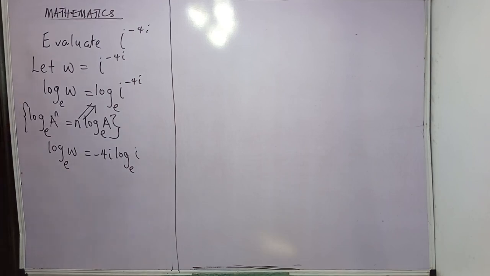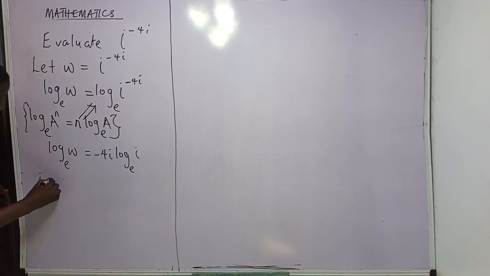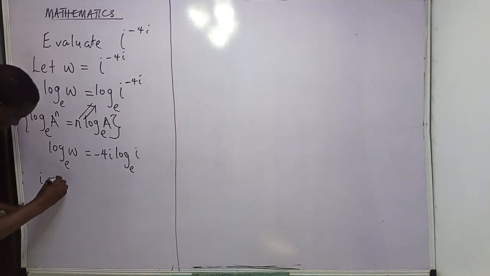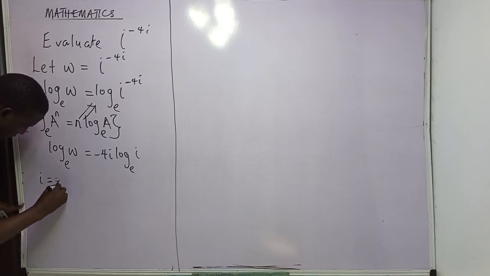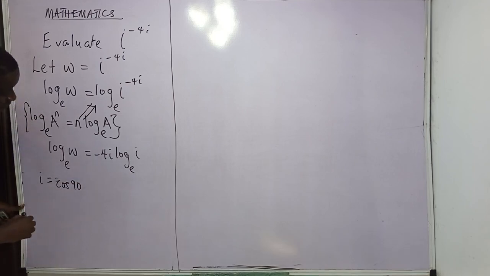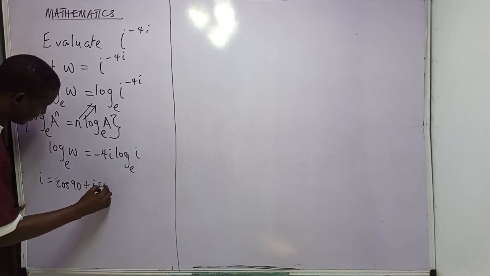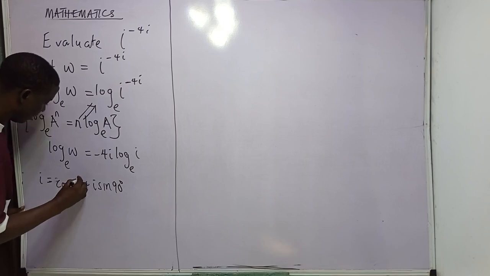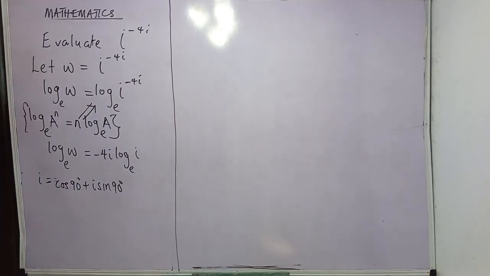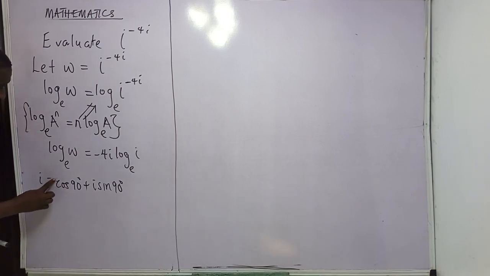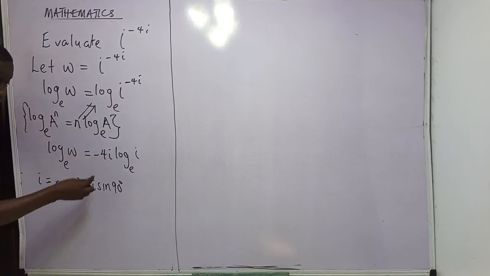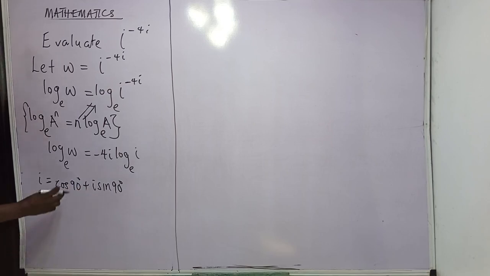Now recall that i is the same thing as cos 90 plus i sin 90 degrees. Take note of that. i is the same thing as cos 90 plus i sin 90 degrees. Now press cos 90 in your calculator: cos 90 is 0. Sin 90 is 1. 1 times i is equal to i in polar form.